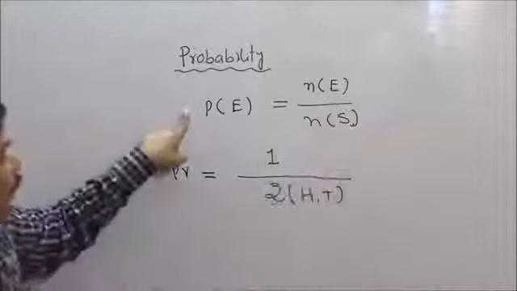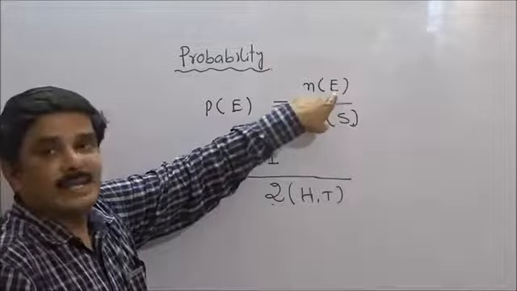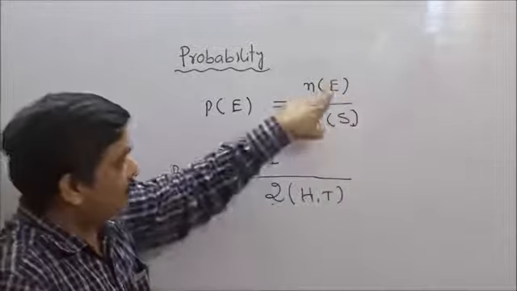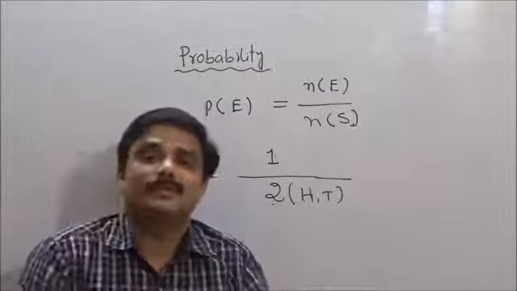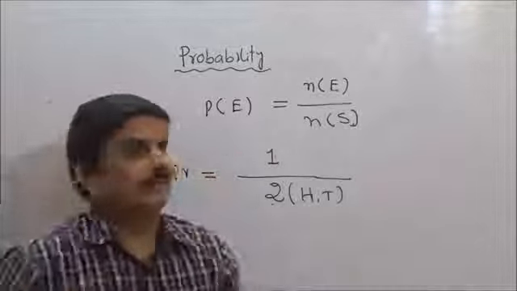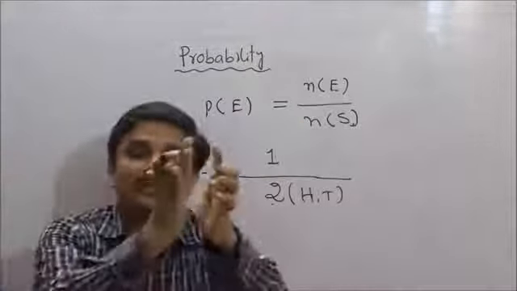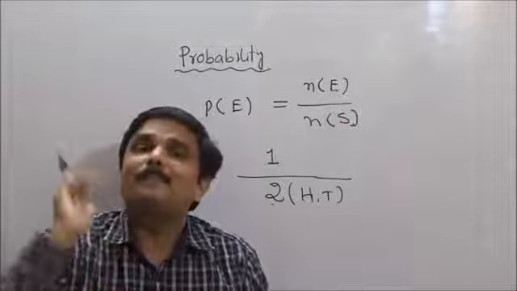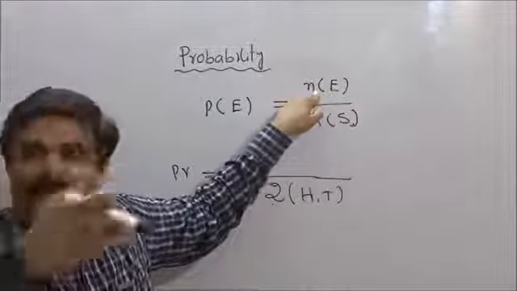Now, probability of an event is equal to number of desired events, generally we call it NE, divided by sample space. What do you mean by sample space and desired events? Simply remember students, sample space is nothing but total possibilities. Total number of possibilities is called a sample space. Desired event means what we want actually.